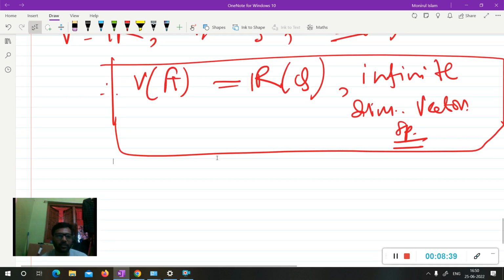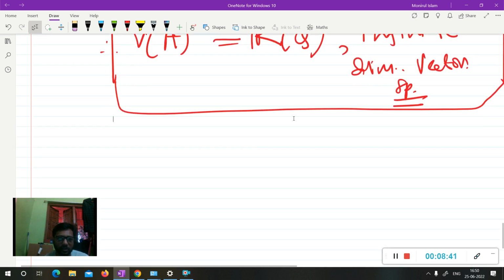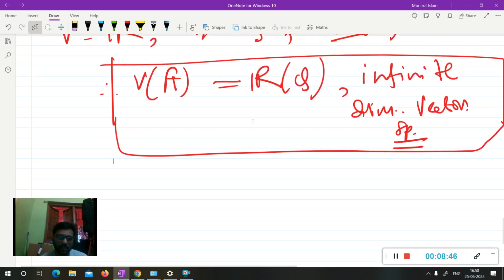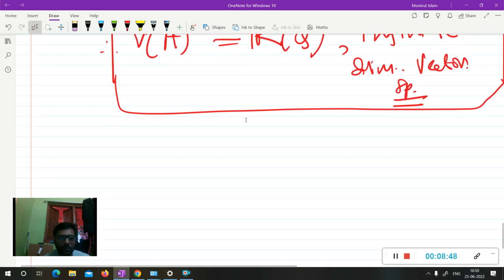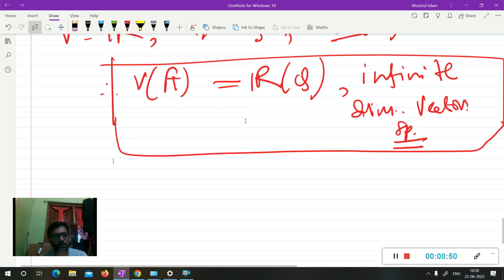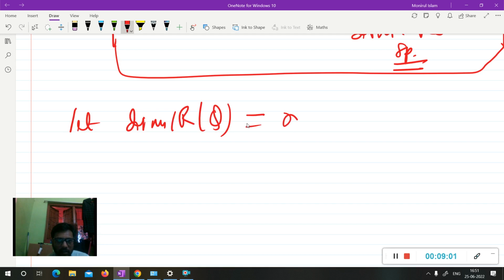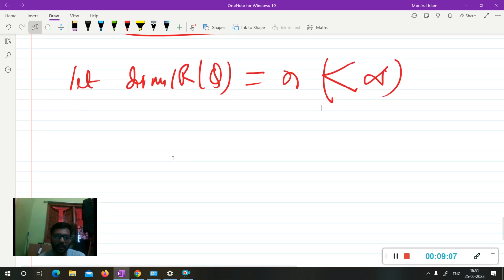Now it is the same question: how do you know this vector space is infinite dimensional? Can you prove this? This question was also asked at Guwahati IIT. The best way to prove it is by contradiction. So I am assuming that the dimension of R over Q is finite, and it is n. But now I create a contradiction.